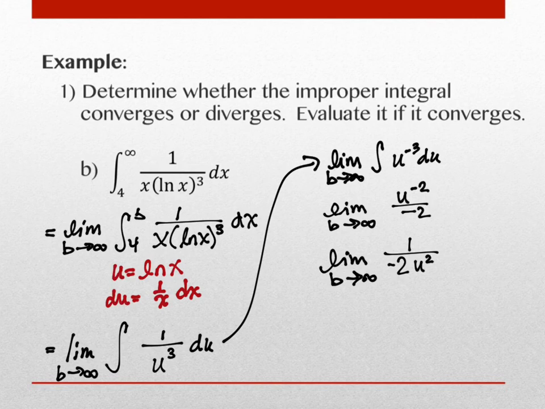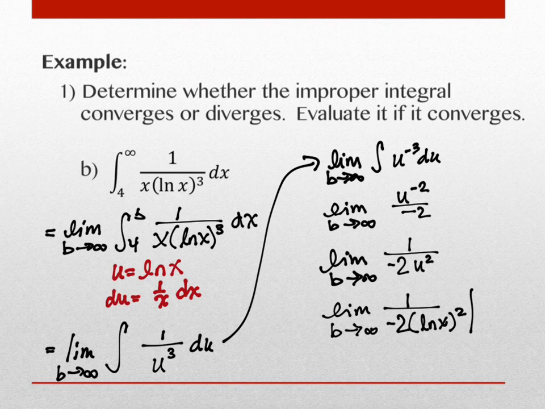Okay, what do I need to do after this step? I need the limits of integration, but there's something to do before that. Yeah, I need to put the u back in as x. Okay, before I do the limit as b goes to infinity, I need it to be back in terms of x. So we're going to put this back in, limit as b goes to infinity of 1 over negative 2 natural log of x squared. And then I can do my limits of integration. Like Adrienne said, I've got a b on top and I have a 4 on bottom.